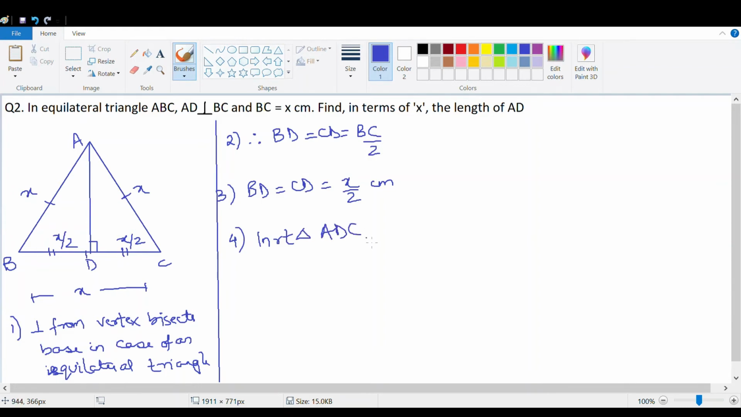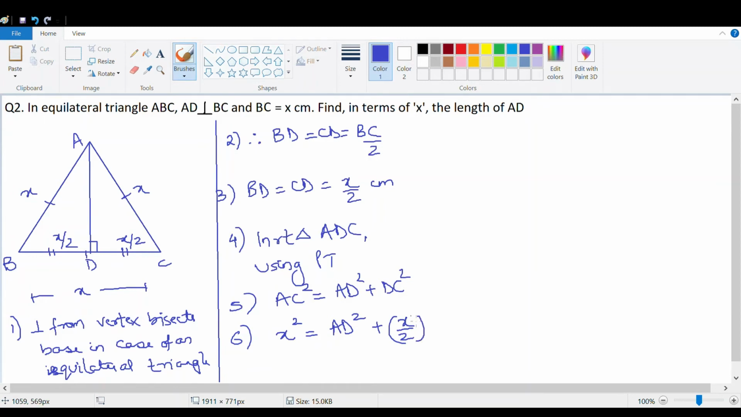Now in a right triangle ADC, using Pythagoras theorem, we get AC square is equal to AD square plus DC square. AC is equal to X, so X square is equal to AD square, which we need to calculate, plus DC, which is X by 2 whole square. Since triangle ABC is equilateral, therefore all three sides are of equal length.